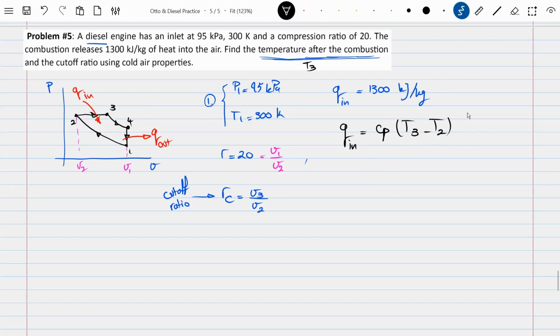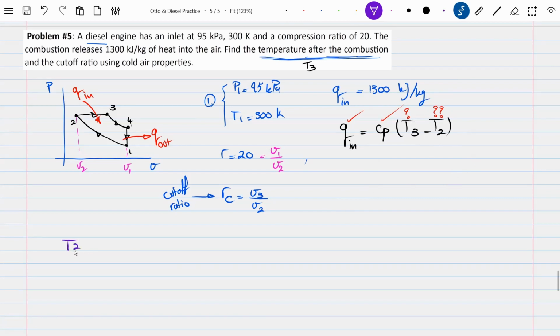In diesel, as you can see on the screen on the PV diagram, the heat input process is a constant pressure process. So instead of specific heat at constant volume, we are using specific heat at constant pressure. Now, in this equation, Q in I know, Cp I know, T3 is what I'm looking for. The good thing is, I know how to find T2. It's exactly like how we found T2 before for Otto cycle problems.